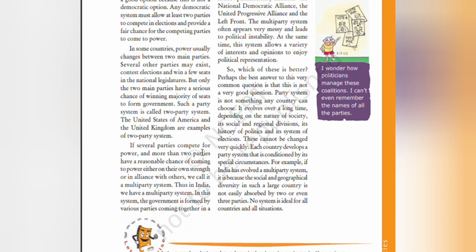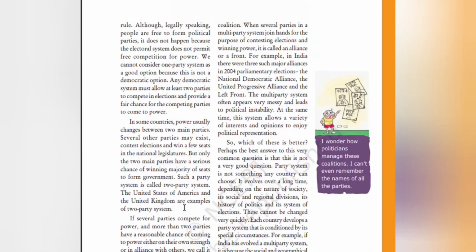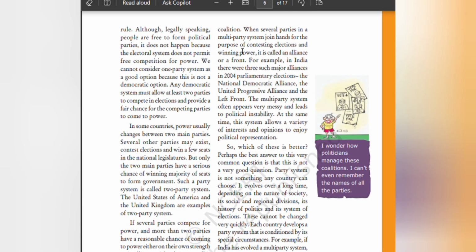In some countries, several parties compete for power and more than two parties have a reasonable chance of coming to power either on their own strength or in alliance with others. We call it a multi-party system. Thus in India we have a multi-party system. In this system, the government is formed by various parties coming together in a coalition. When several parties in a multi-party system join hands for the purpose of contesting elections and winning power, it is called an alliance or a front.